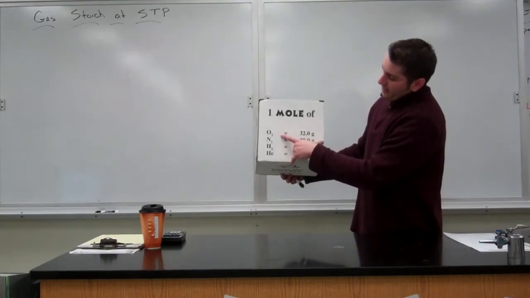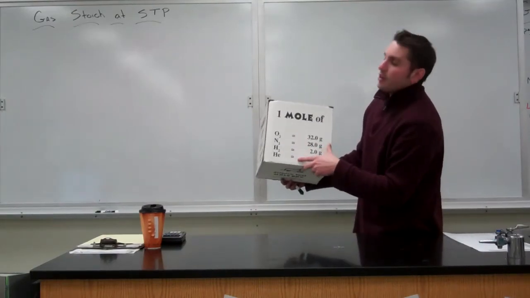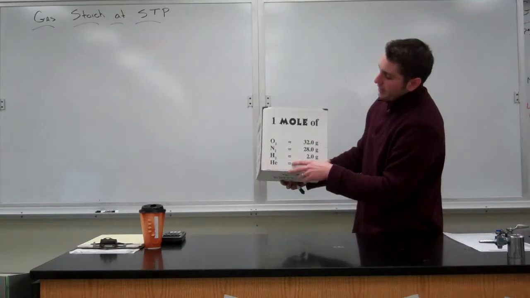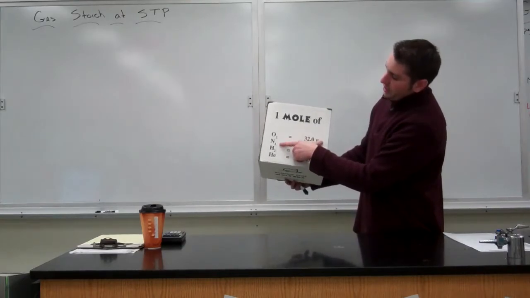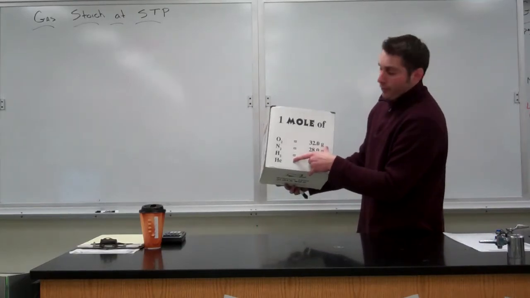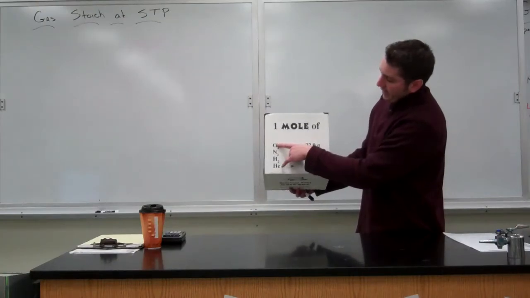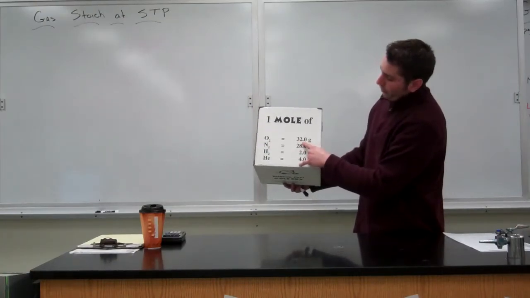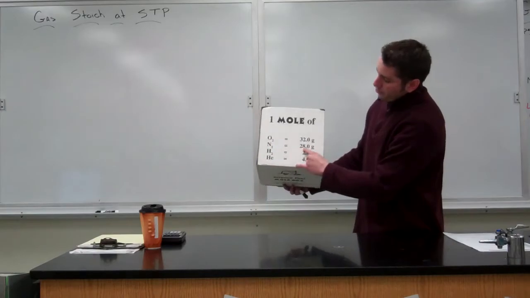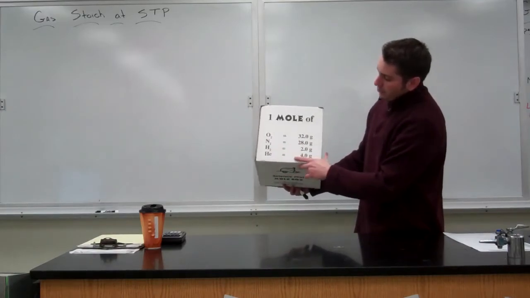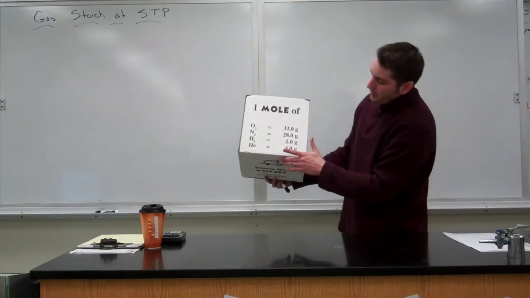1 mole of various molecules or elements are always equal to their number off the periodic table, or in the case of oxygen, nitrogen, hydrogen, which are Hoperfinkel's, you double their mass. Hence, a mole of oxygen is equal to 32.0 grams, nitrogen 28.01, hydrogen 2.016, helium 4.00.